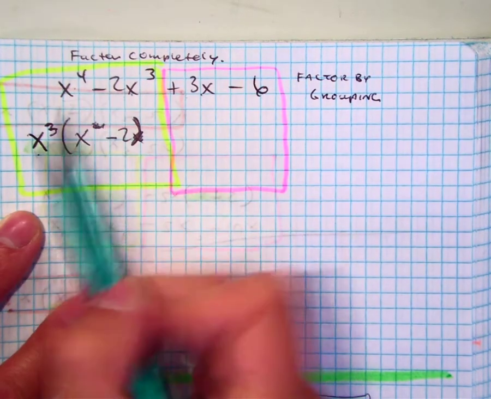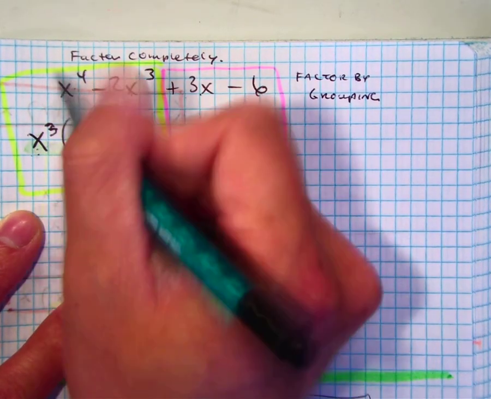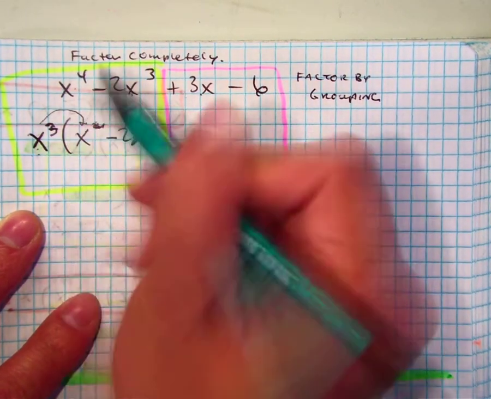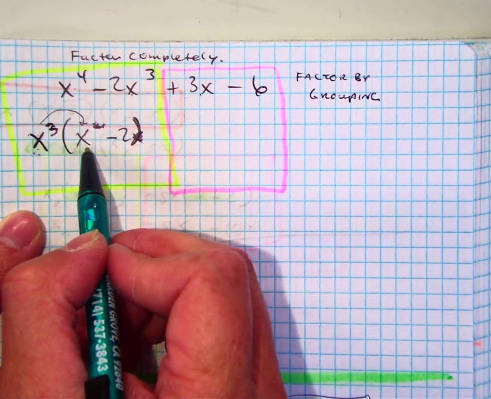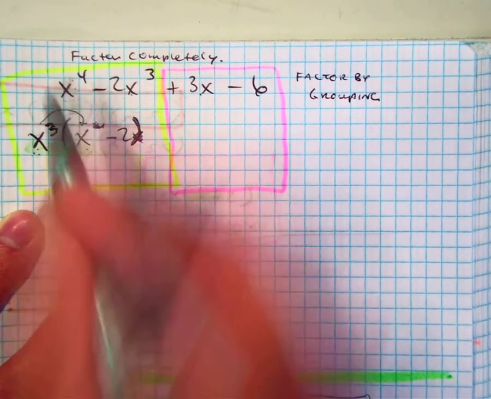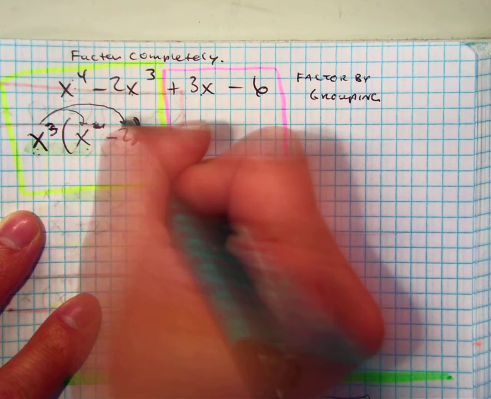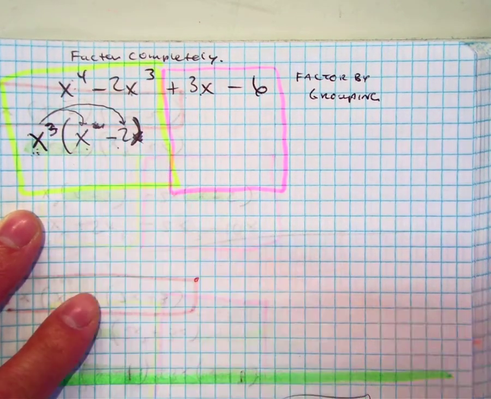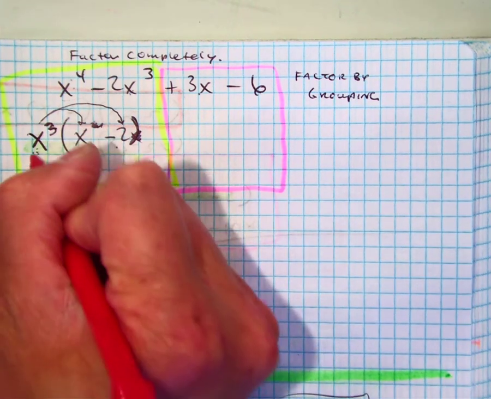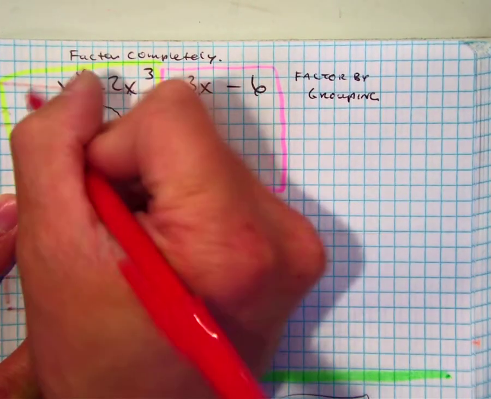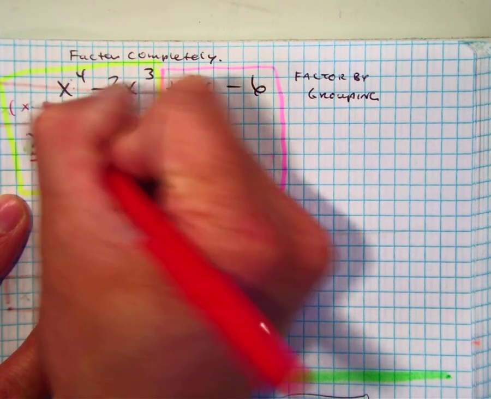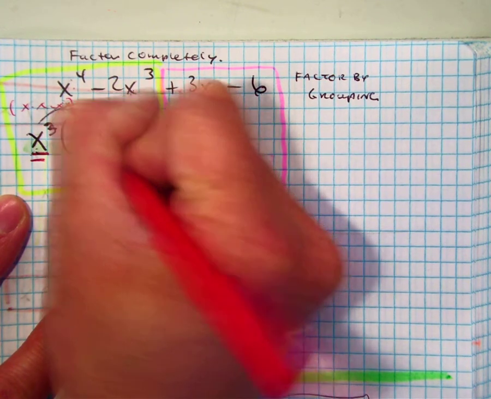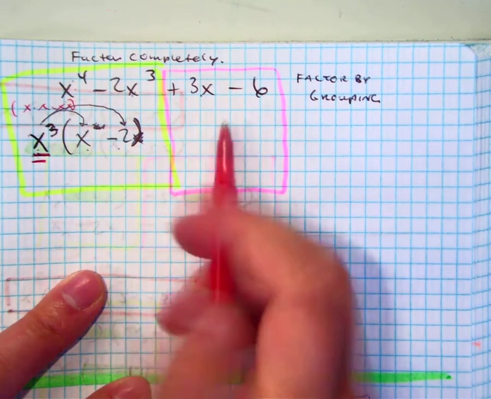So my answer is x to the 3rd, and this is how you can check your answer. Class, what's x cubed times x? X to the 4th. Class, what's x cubed times negative 2? Negative 2x cubed. So here, x cubed is my GCF. Remember, if you need help with that, just break up all those into factors. I'm not going to continue doing that, but hopefully you see that.